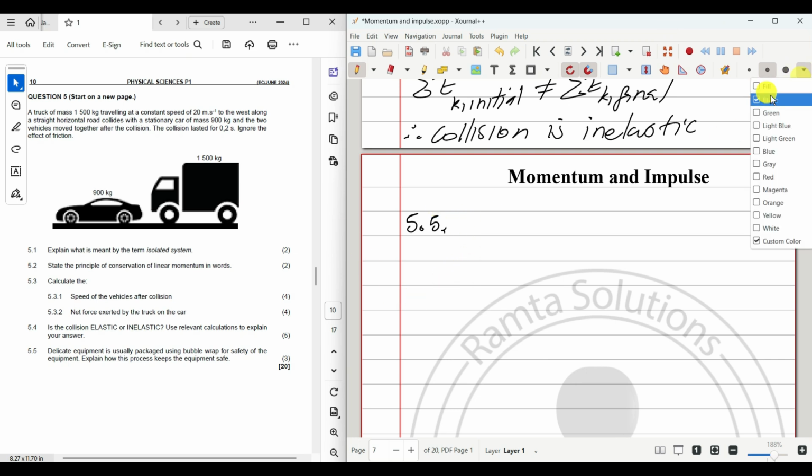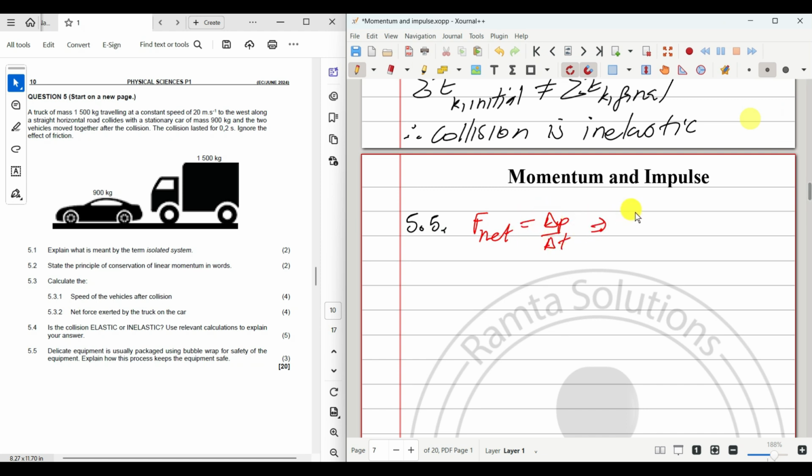let me just write in red as a reminder. Remember, we say that F net is equal to delta P over delta T. We know F net is directly proportional to change in momentum or impulse. The very same F net is inversely proportional to time. The smaller the change in momentum, the lower the force. The longer the time, the collision time, the lower the force of impact.